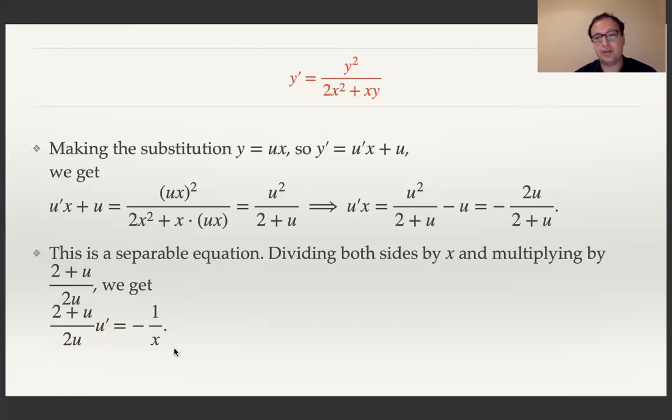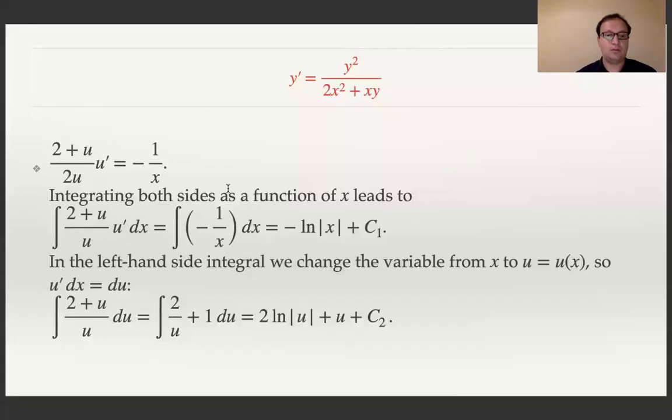So after dividing by x and multiplying by this fraction to cancel 2u over 2 plus u, on the right-hand side, we are just left with minus 1 over x. So the equation is (2 plus u) over 2u, u prime, is minus 1 over x. Now, the equation is separated, so integrating both sides as a function of x leads to the integral of (2 plus u) over 2u, u prime dx, is equal to the integral of minus 1 over x dx, which is minus natural log of absolute value of x plus a constant.